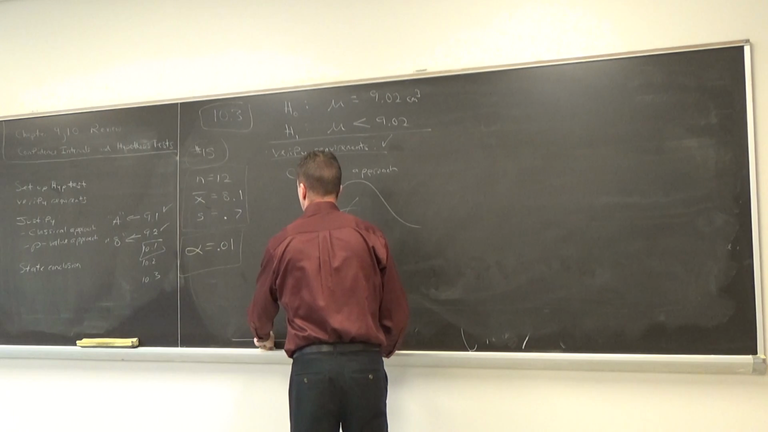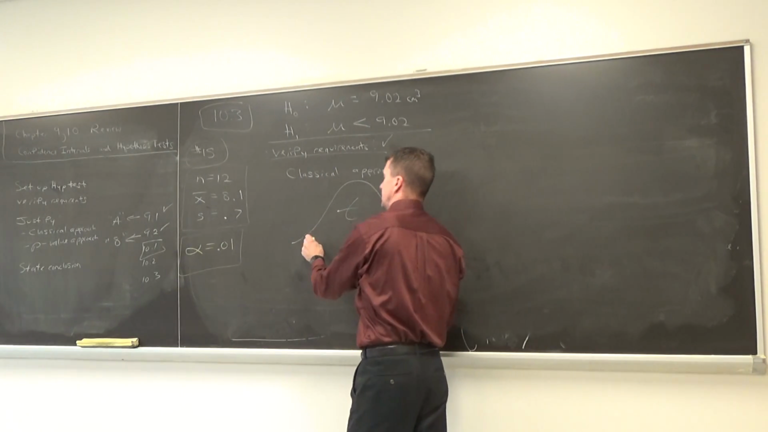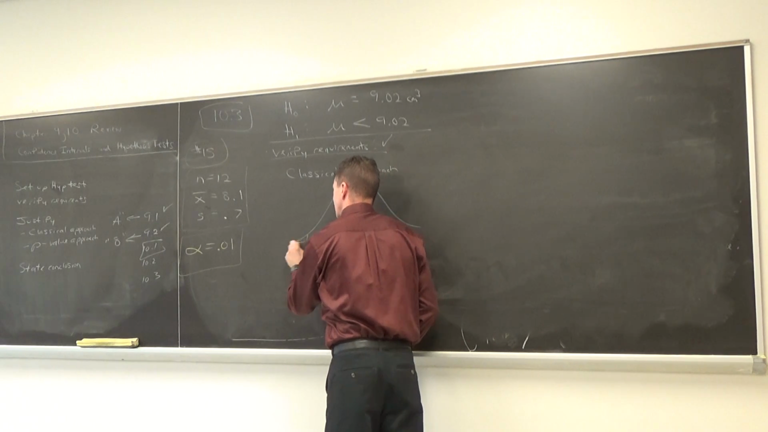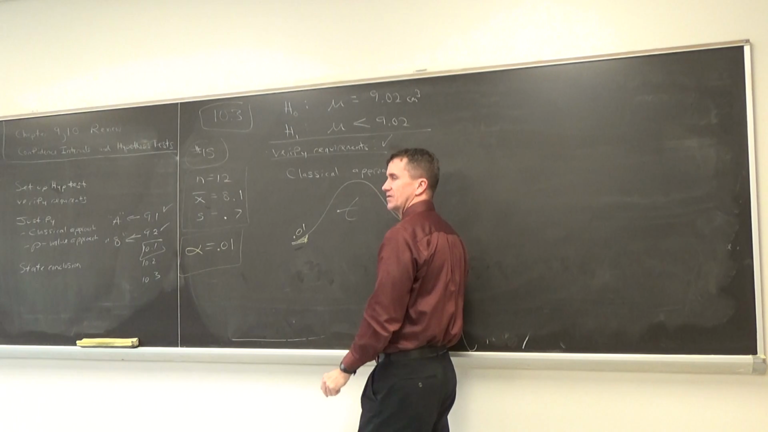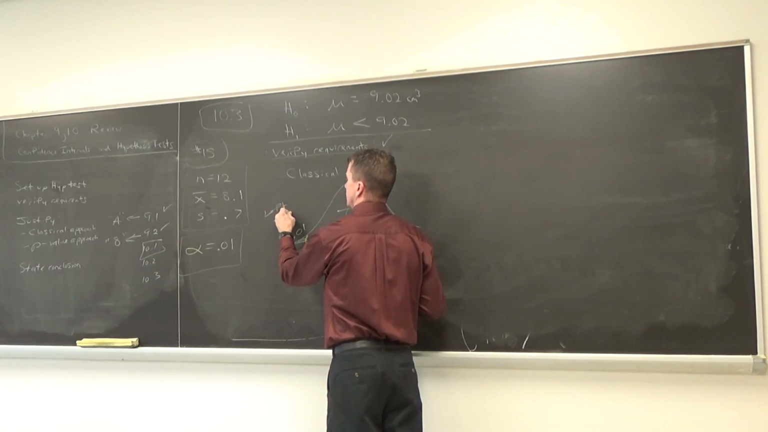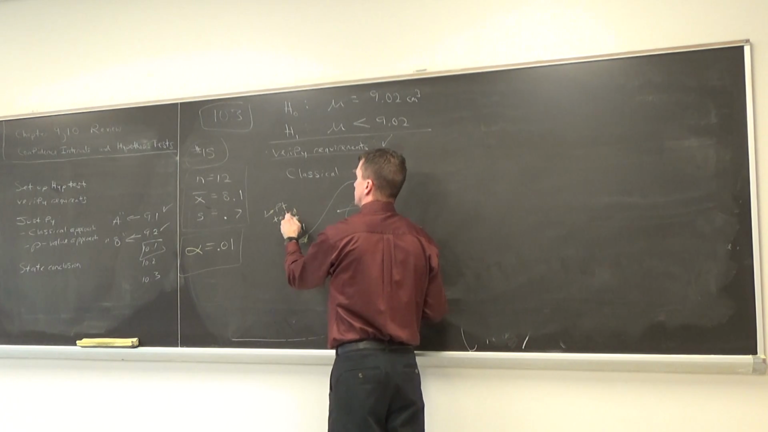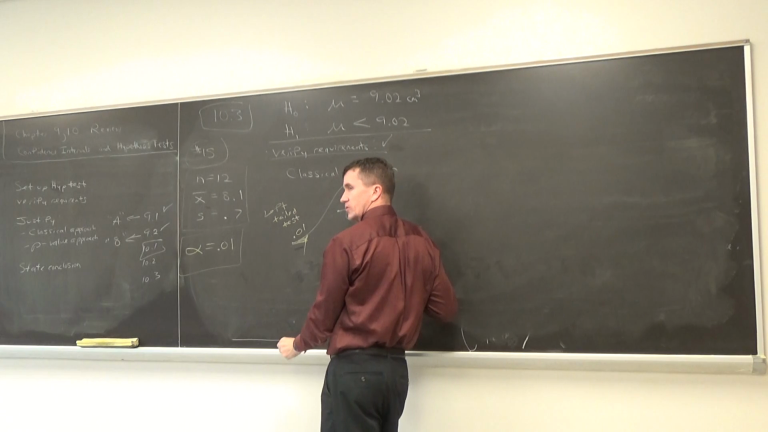So where am I shading? On the left, because of this. We're shading here. How much? Just 1%. They call this a left tail test. All right, I need to get what's called my critical value.